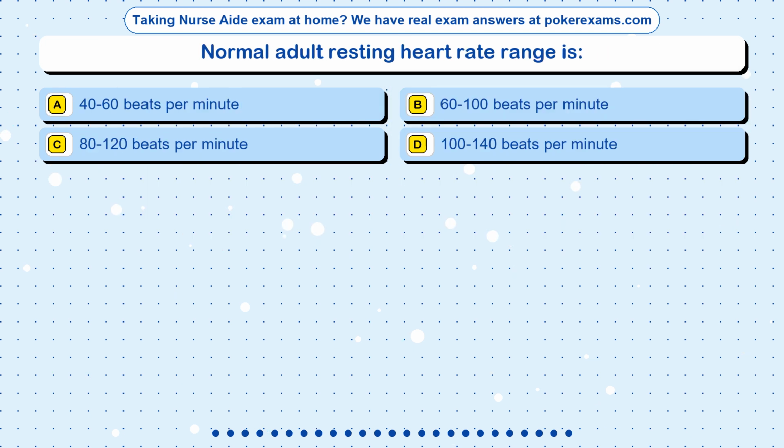Question 15. Normal adult resting heart rate range is: Option A, 40 to 60 beats per minute. Option B, 60 to 100 beats per minute. Option C, 80 to 120 beats per minute. Option D, 100 to 140 beats per minute.